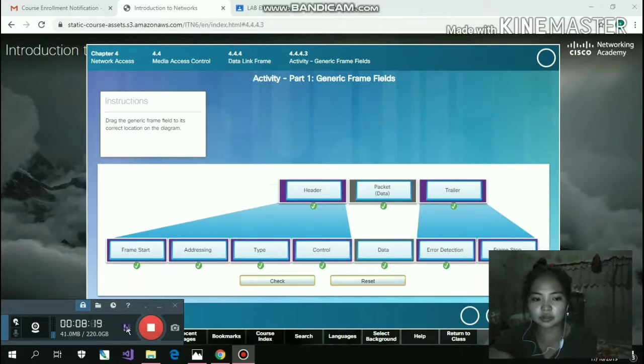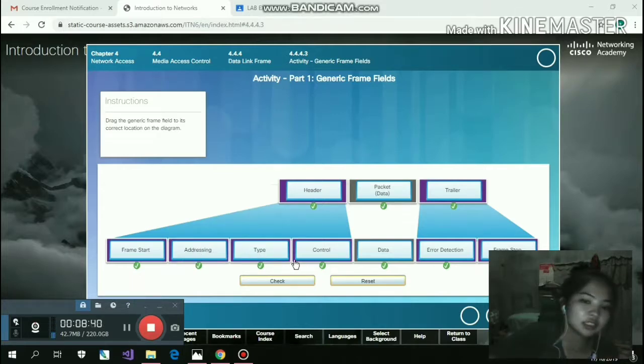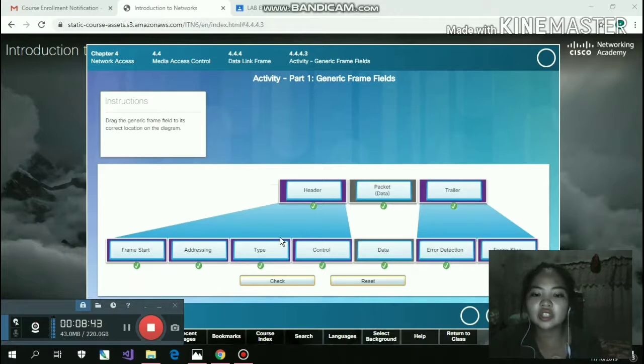answers. So the first one is the frame start and stop indicator flags. It is used to identify the beginning and the end limits of the frame. The next one is the addressing. It indicates the source or destination nodes on the media. The next one is the type, which identifies the layer 3 protocol in the data field. The next one is the control, which identifies special flow control services such as quality of service or QoS.